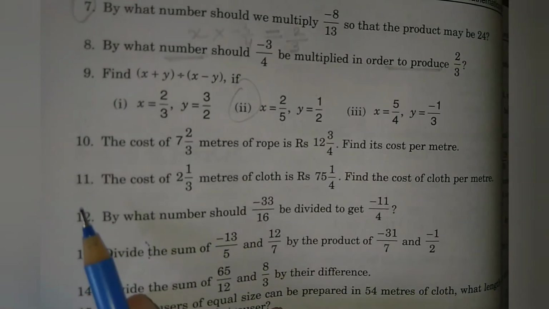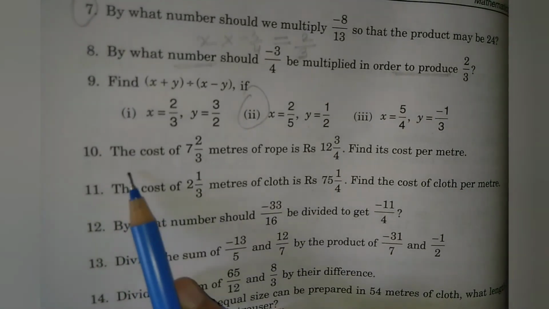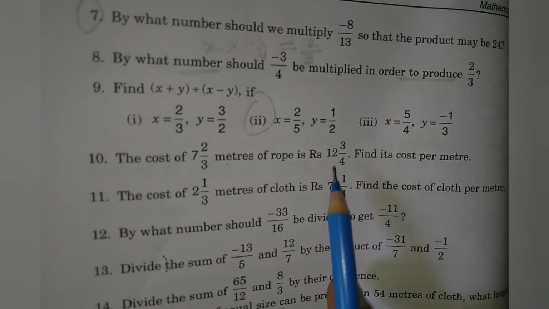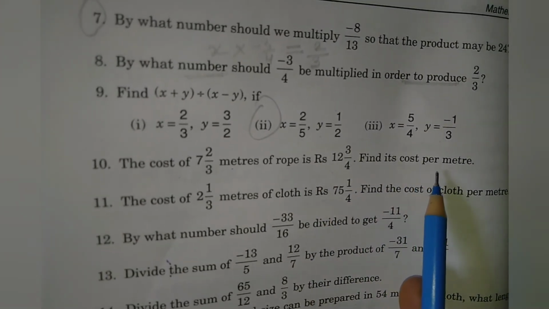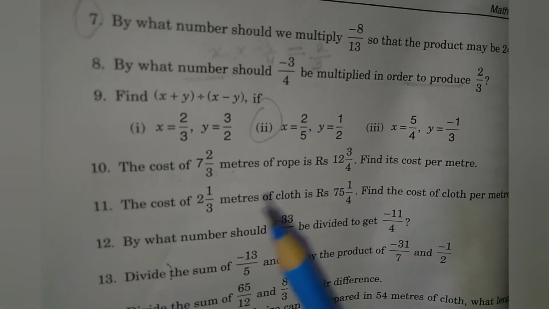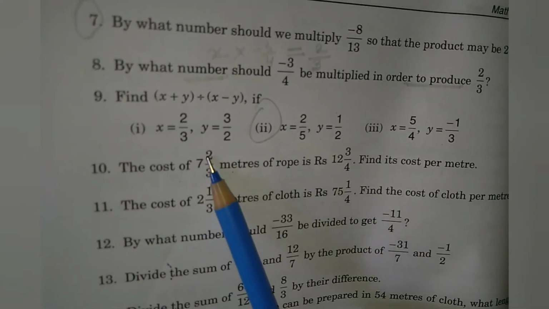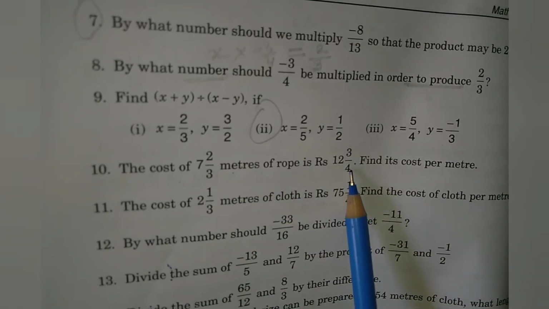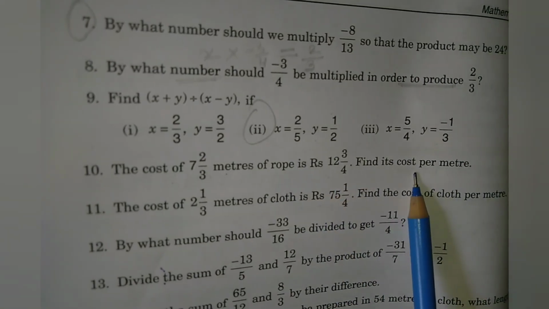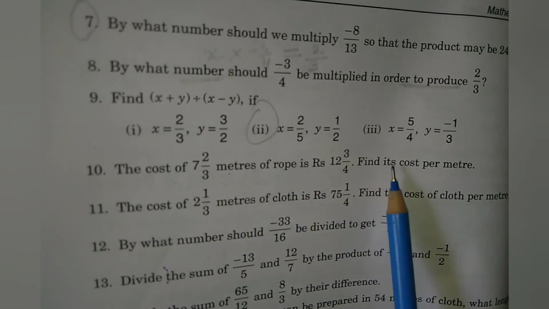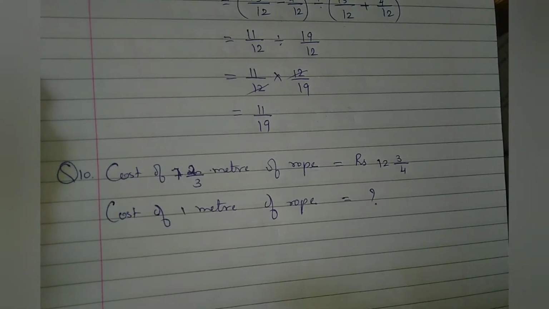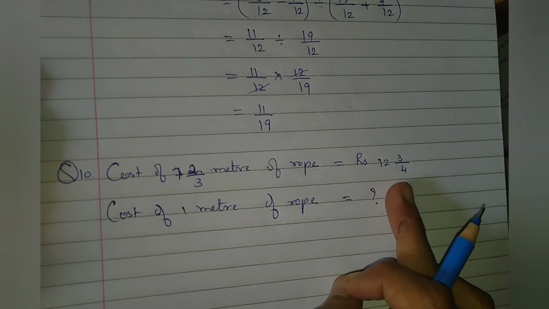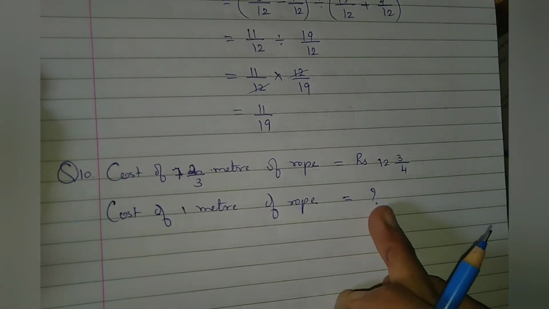Question number 10, the cost of 7 2 by 3 meter of rope is rupees 12 3 by 4. Find the cost per meter. Now we have to find for 1 meter. We are given 7 2 by 3 meter of rope costs rupees 12 3 by 4. Now for 1 meter of rope, how much rupees? So let us do that. Cost of 7 2 by 3 meter of rope equals rupees 12 3 upon 4. So cost of 1 meter of rope equals how much?